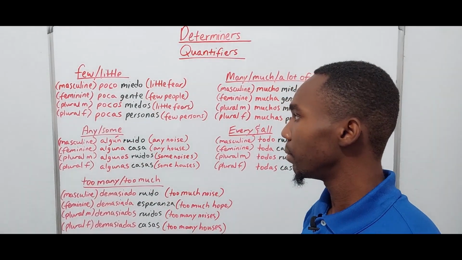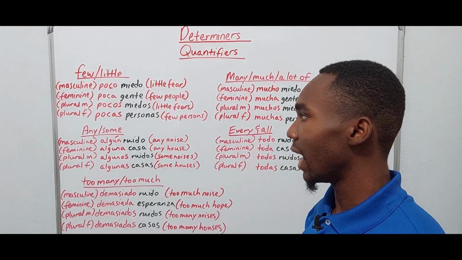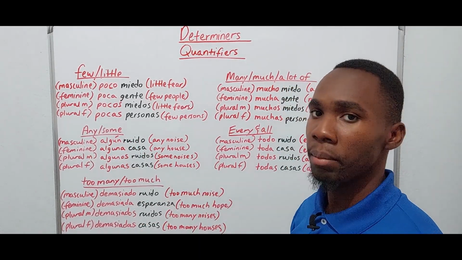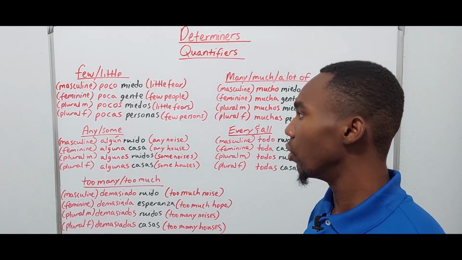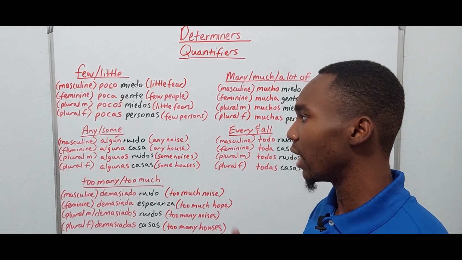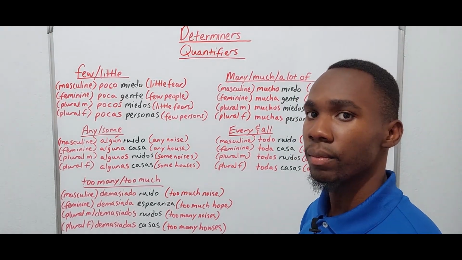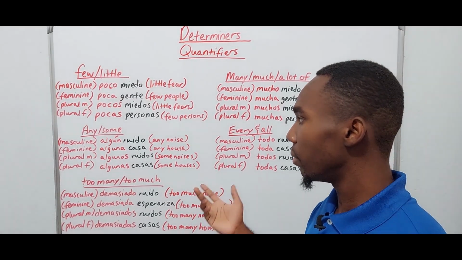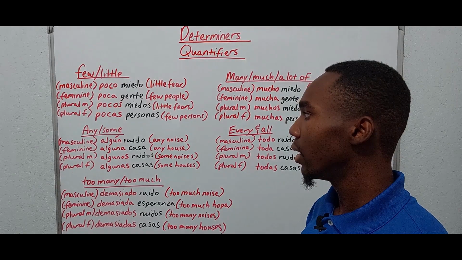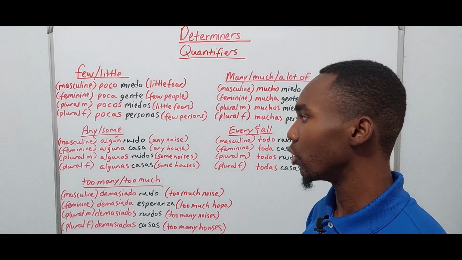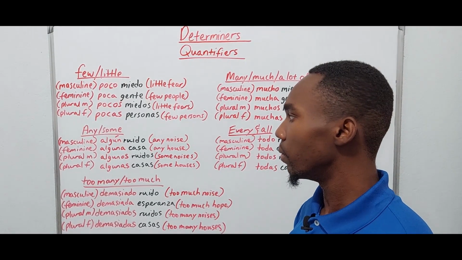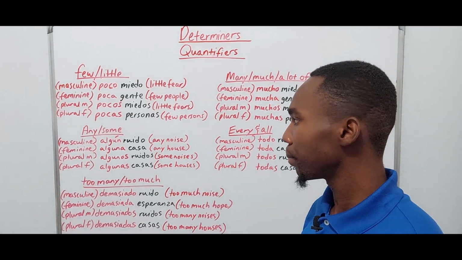Any or some, which is algún. Algún, with the tilde on the U, would be the masculine singular. Algún ruido, any noise. Feminine, alguna casa, any house. The plural masculine, algunos ruidos, some noises. And the plural feminine, algunas casas, some houses. So that would be any.